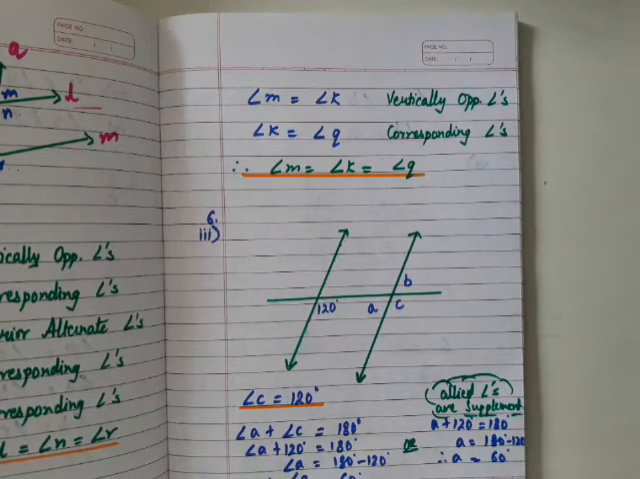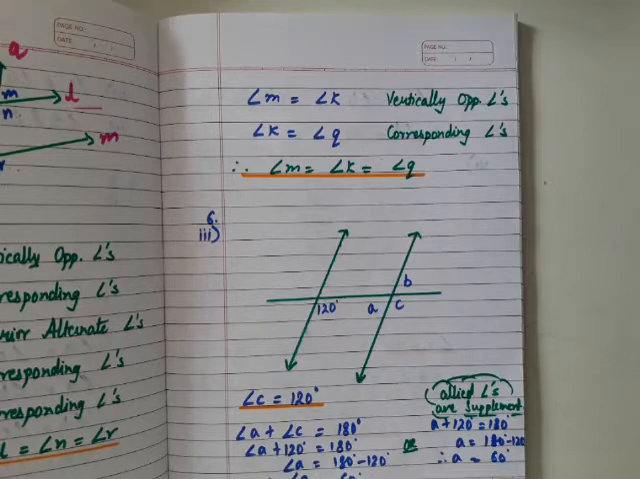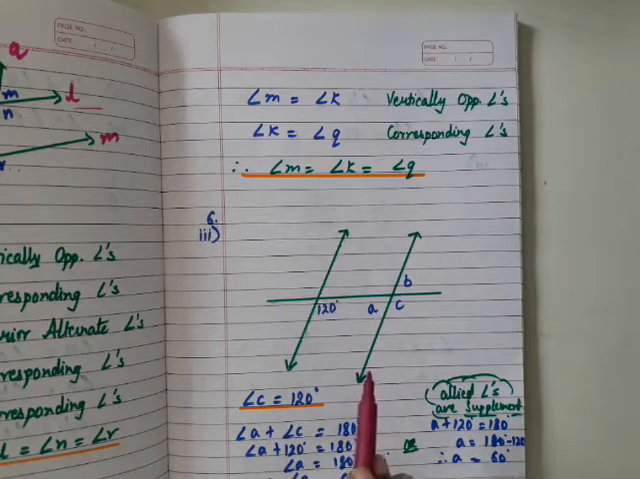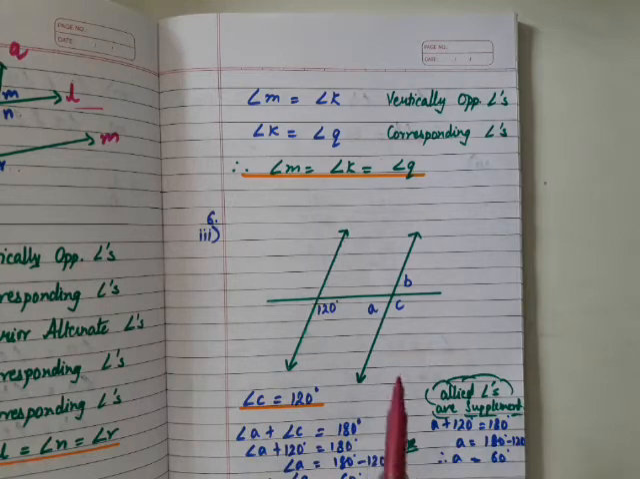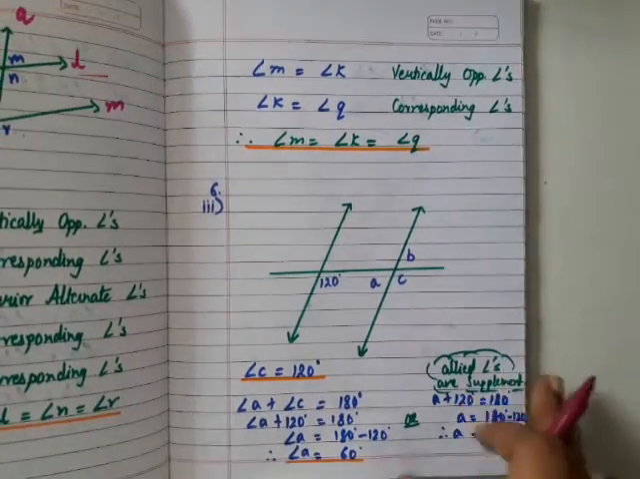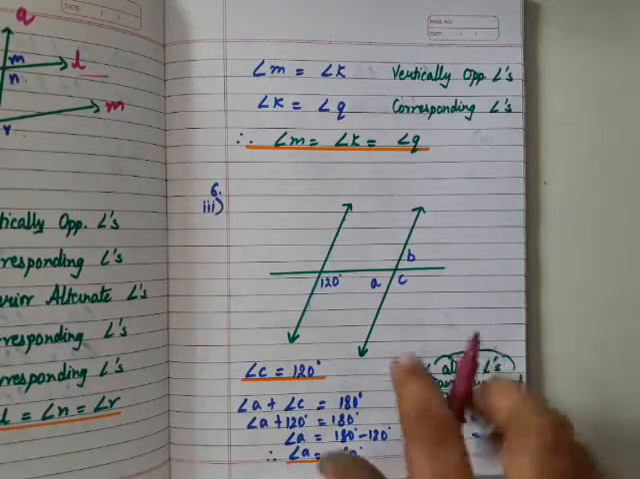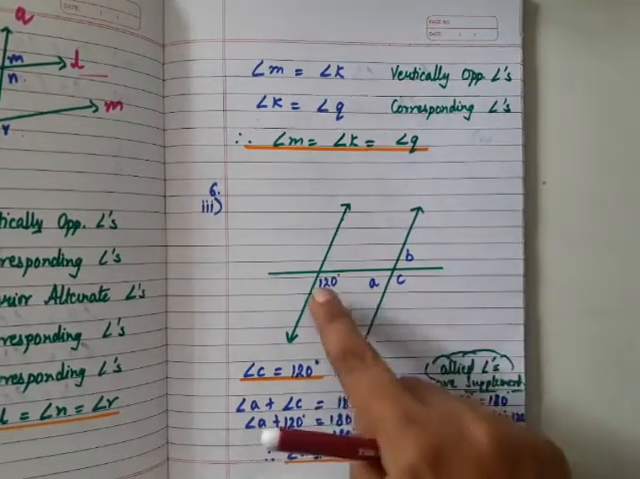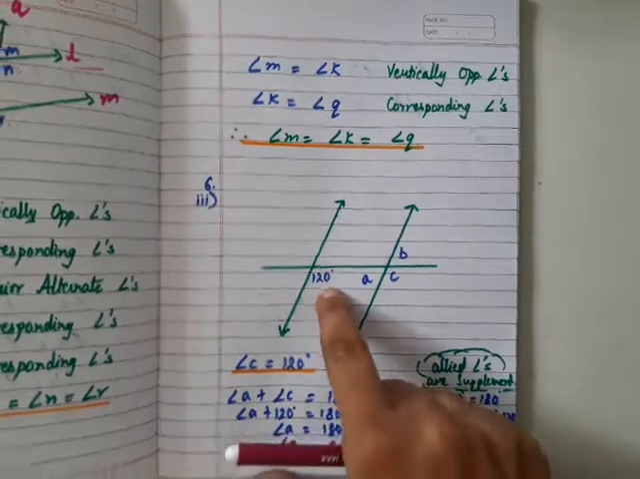Moving to the next figure, question number 6. Question numbers 4 and 5 are homework. Question number 6, I am taking the third part of it. Here again the lines are parallel, the lines which carry an arrow, they are parallel, and it is cut by a transversal, and you are supposed to find out the measure of the unknown angles. Here three angles are unknown and only one is known. So A, B, C you have to find out, and this is given as 120 degrees.